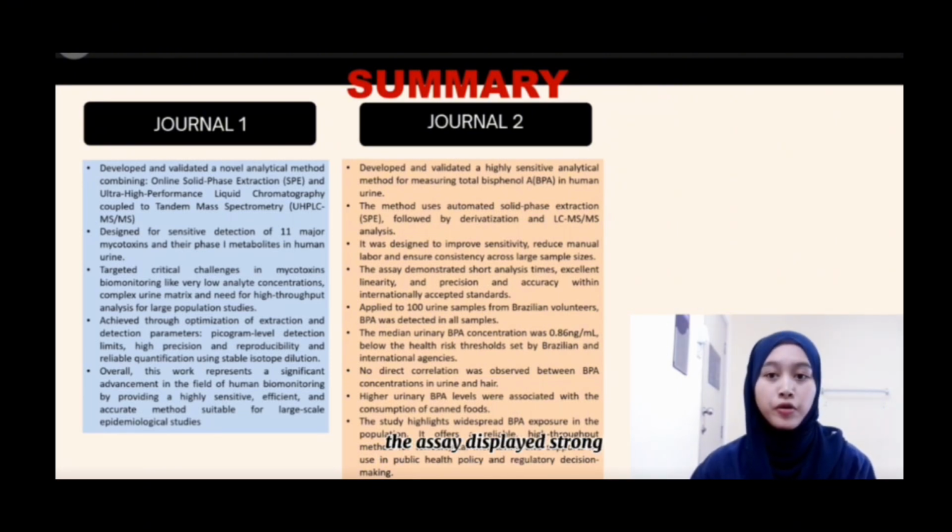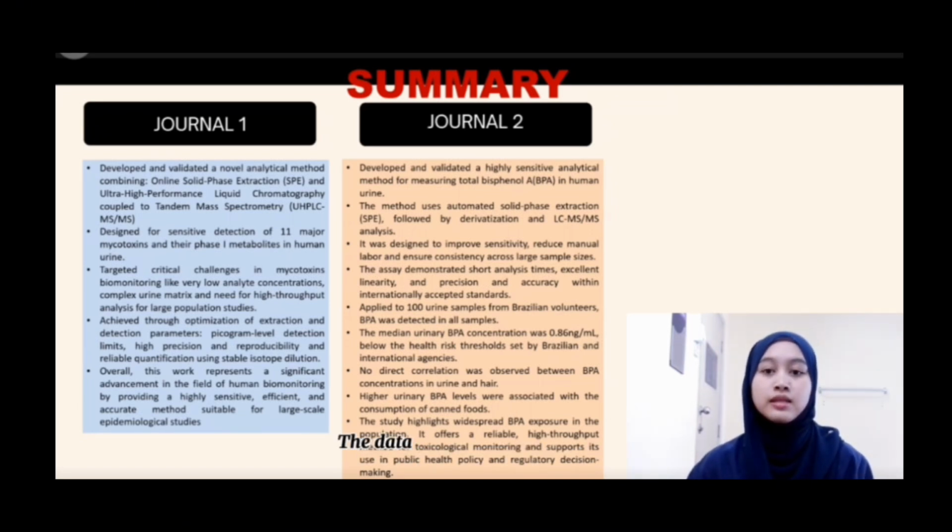The assay displayed strong performance metrics with a short analysis time, excellent linearity, and precision and accuracy within internationally accepted standards. When applied to urine samples from 100 volunteers in Brazil, BPA was detected in all samples with a median concentration below the health risk threshold. The data suggested that BPA exposure may be linked to dietary patterns, with higher urinary levels associated with canned food consumption. The study not only confirmed the widespread exposure of the population to BPA, but also provided a robust, scalable method for toxicology monitoring in public health assessment.